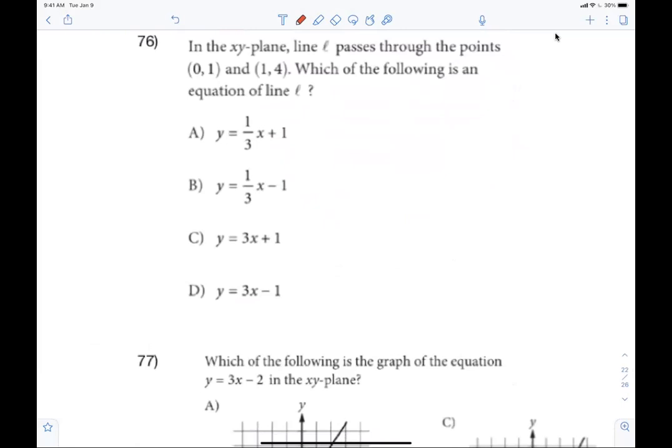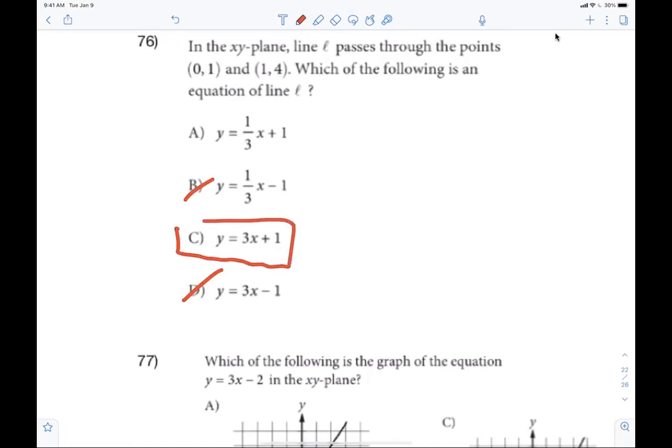So because we know the Y-intercept is 1, I like to cross out what? B and D. Now all you have to do is just calculate the slope. And the slope in this case is what? 3, right? Again, I think that was pretty easy.